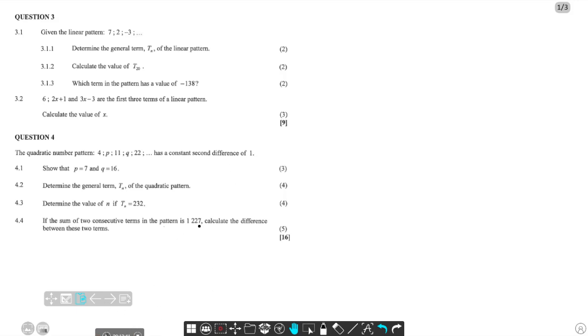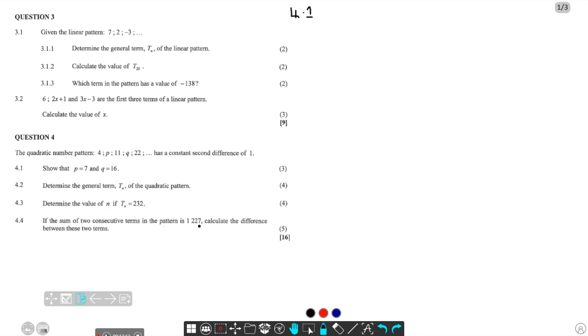Now, question 4. Question 4 says, the quadratic number pattern 4, p, 11, q, and 22 has a constant second difference of 1. And then 4.1 says show that p is equal to 7 and q is equal to 16. So basically they're asking you to solve for p and solve for q.